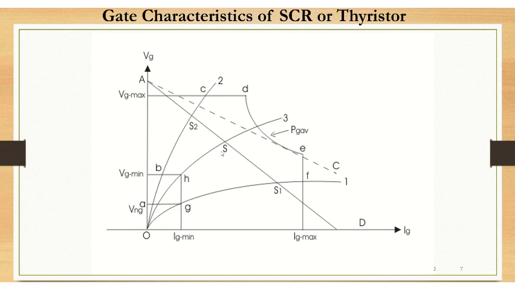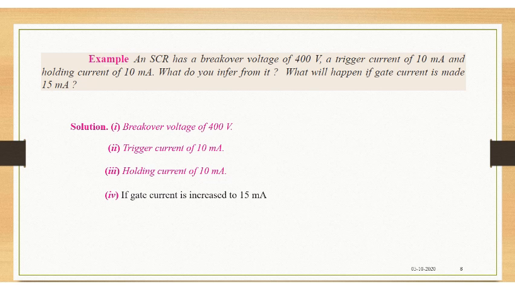Now, the SCR has a breakover voltage of 400 volts, a trigger current of 10 milliamps and a holding current of 10 milliamps. What do you infer from it? Think about it. And what will happen if the gate current is made 15 milliamps? Pause a little bit and understand.